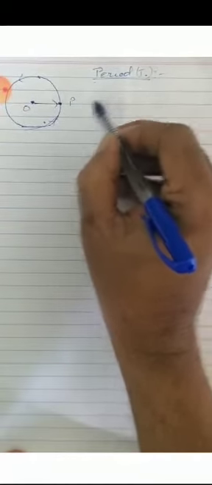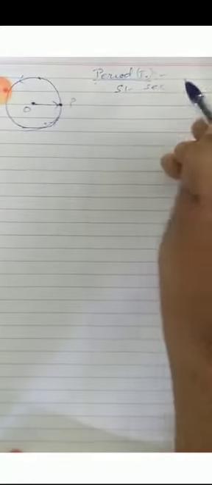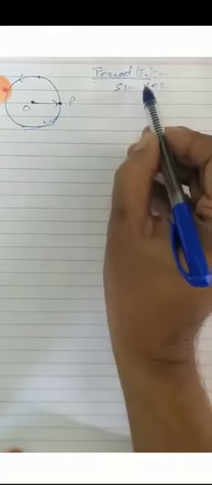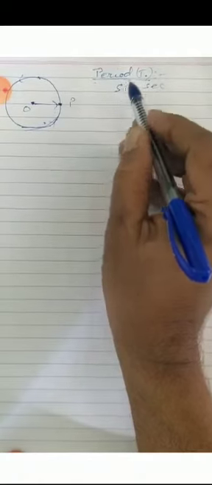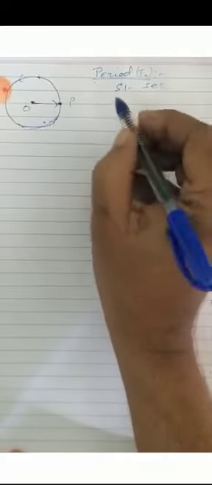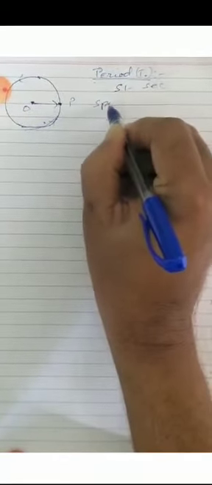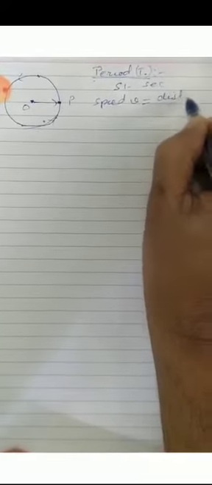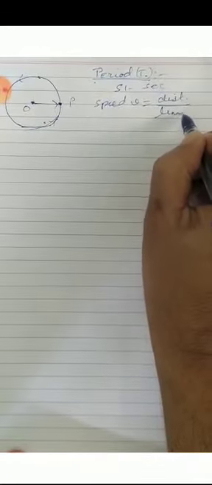And SI unit of period is second. Second is the SI unit. Now if you want to find the expression for a period, then let us use the general formula. Speed V is equal to distance upon time. This is the general formula. Speed is equal to distance upon time.